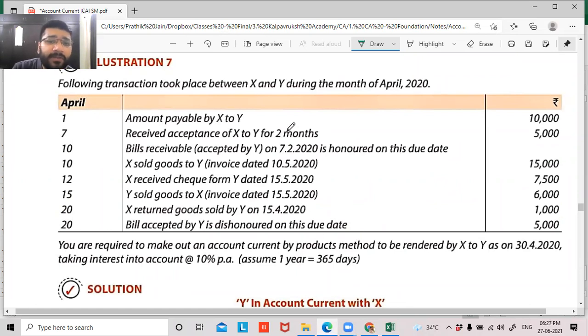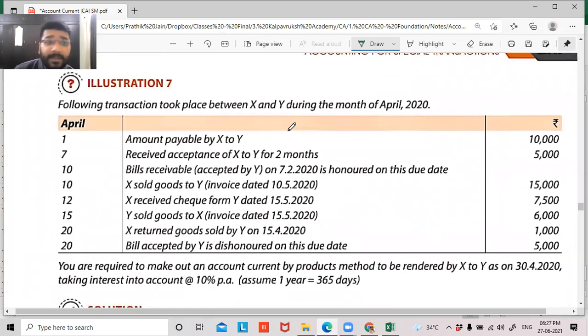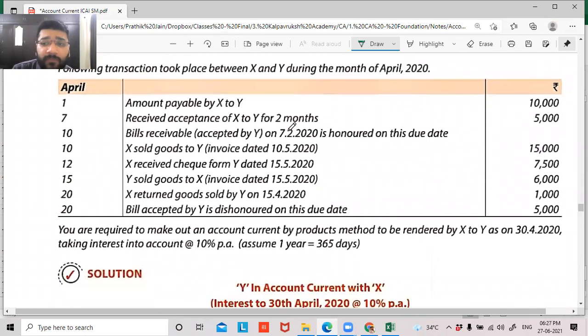So it says that the following transaction took place, guys. It is illustration 7. It says that following transactions took place between X and Y during the month of April 2020. So all the transactions in the month of April are given. Finally, they're saying that you are required to make out an account current by product method to be rendered by X to Y as on 30/4/2020, taking interest into account at the rate of 10% per annum. Assume 1 year, 365 days.